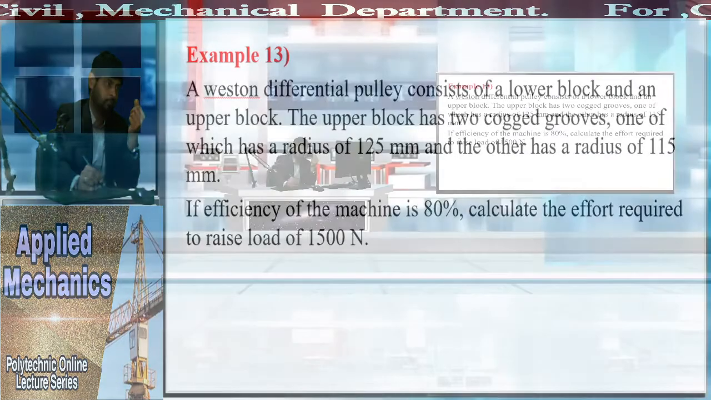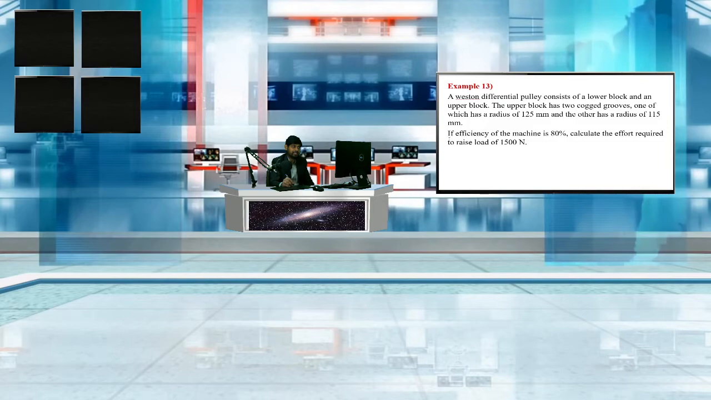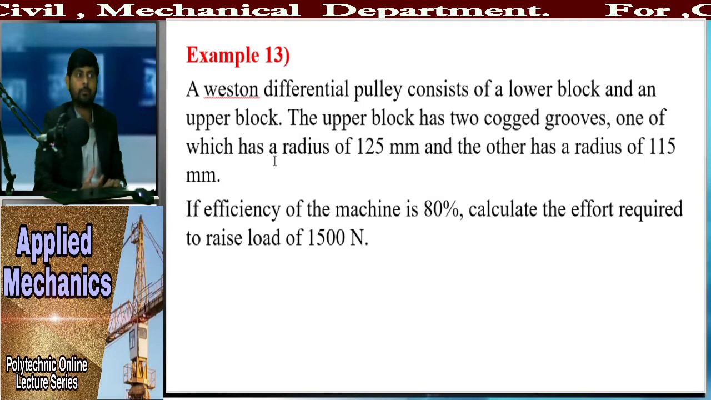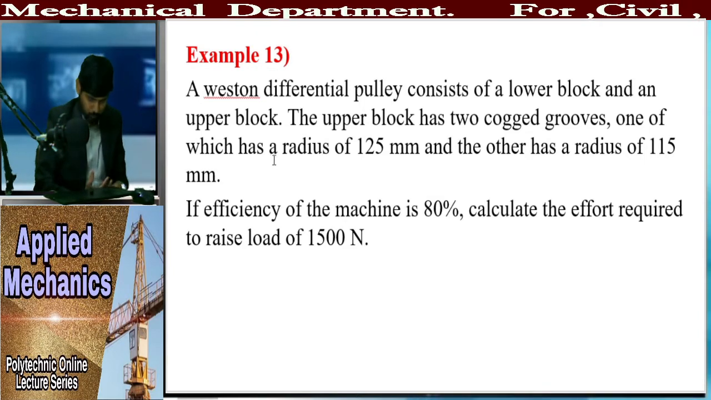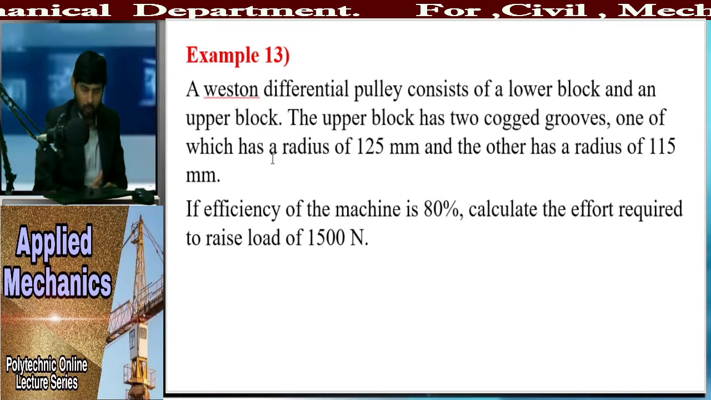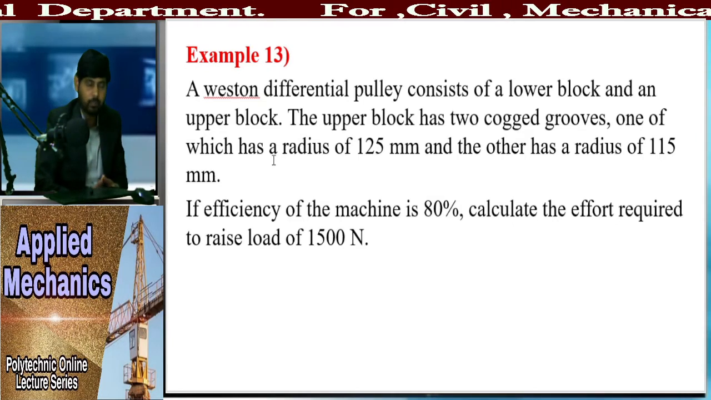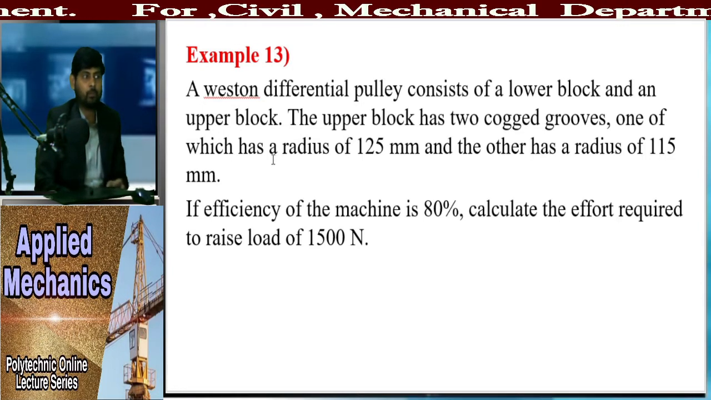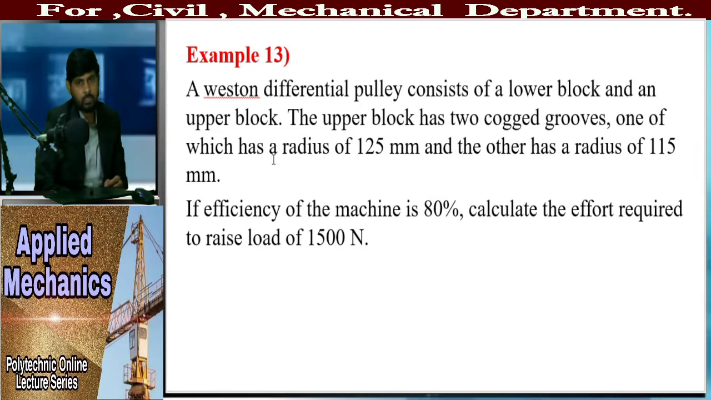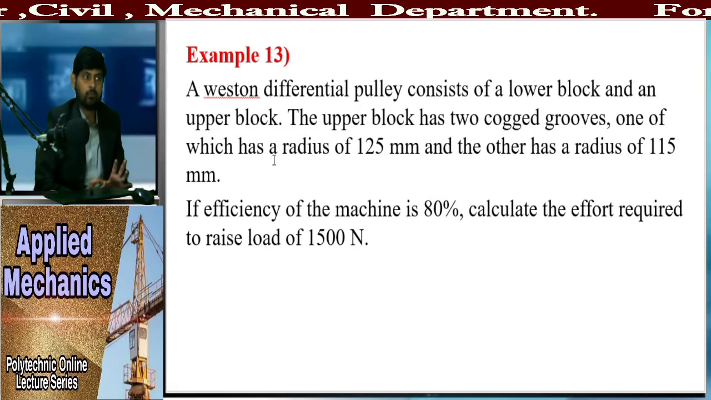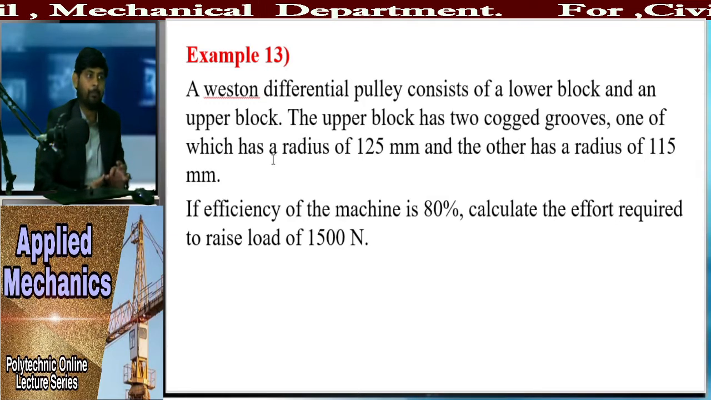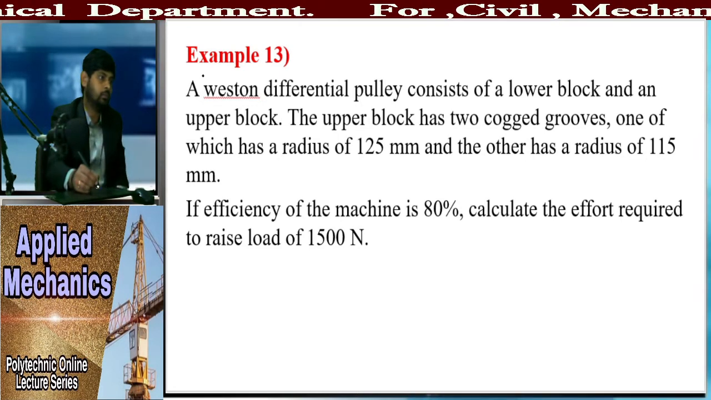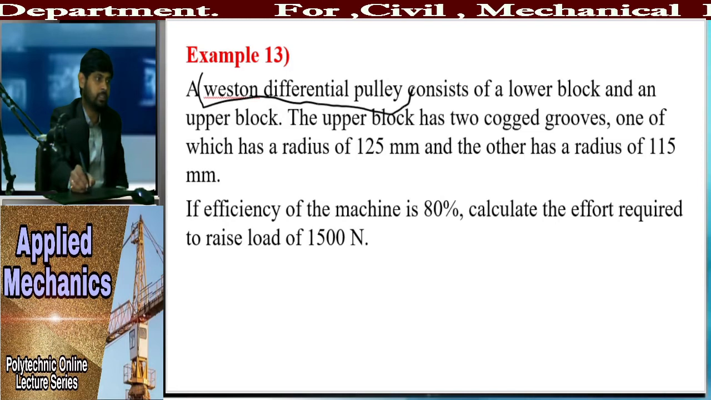Now let's see problem number 13, which is based on the Weston's differential pulley. As I always told you, read the problem carefully. लक्षपूर्वक पहले प्रॉब्लेम ऐका. So what did the problem say? A Weston differential pulley consists of a lower block and an upper block. So here the machine given is a Weston differential pulley.